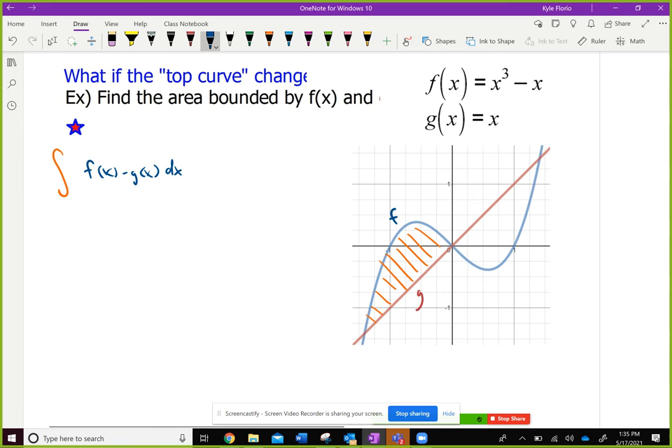How do you find out where two functions cross? When they have the same value. Yeah. So how do you find that? Set them equal, right? So we want to find out when they have the same value. So when does x cubed minus x equal x?